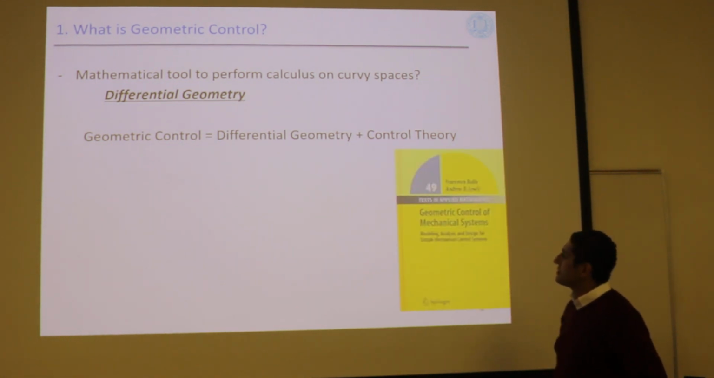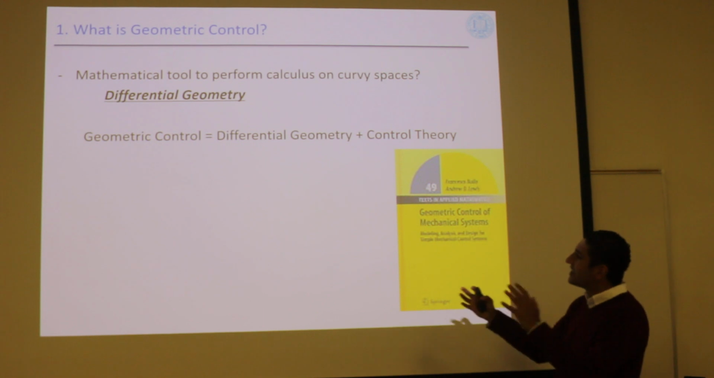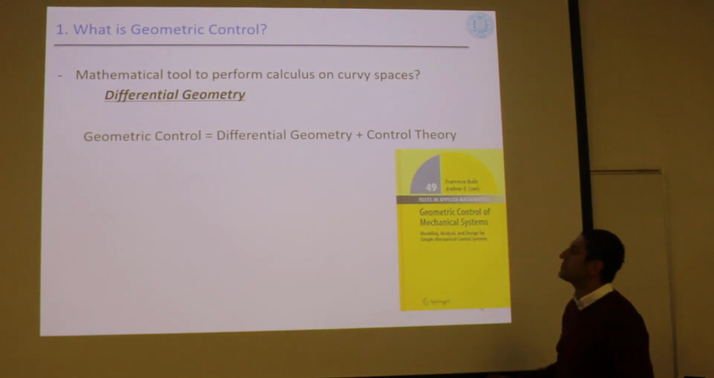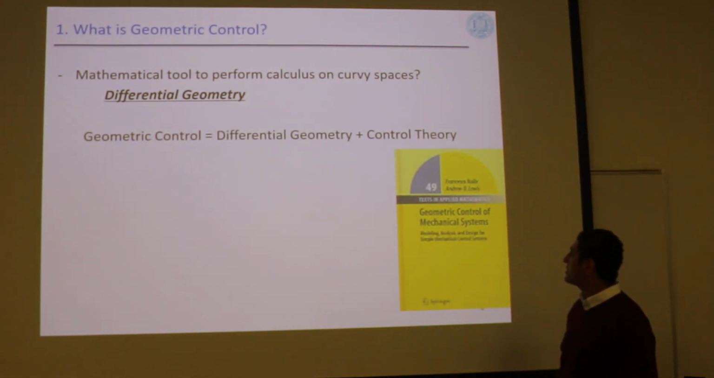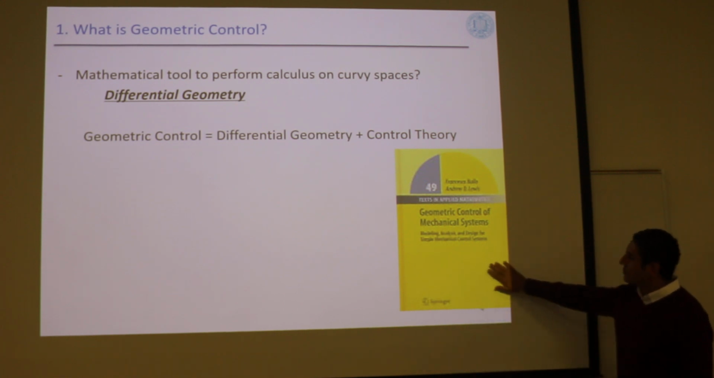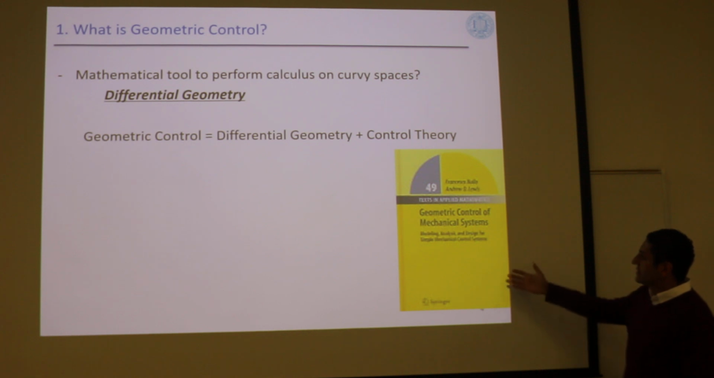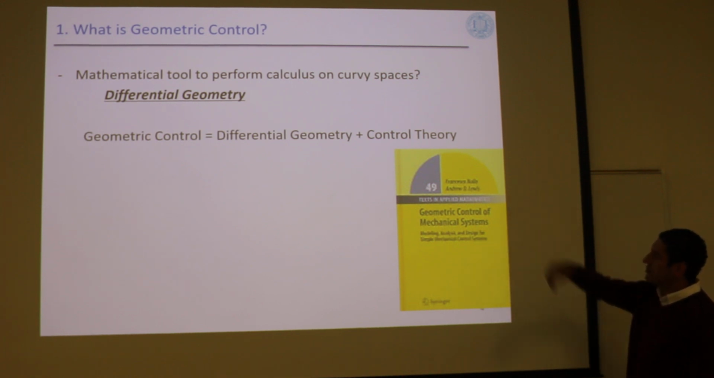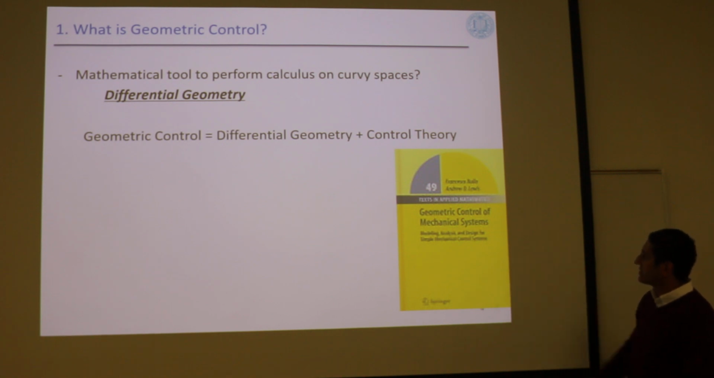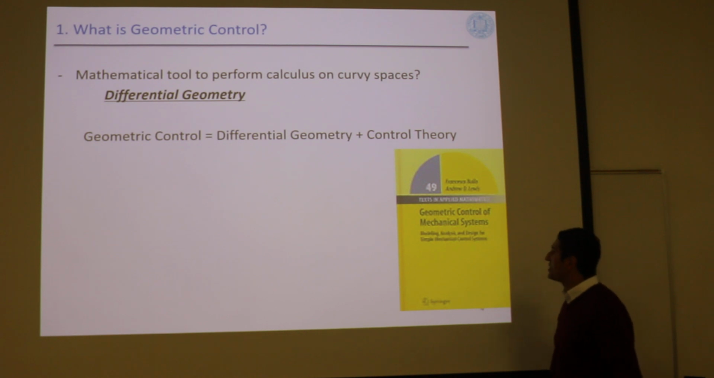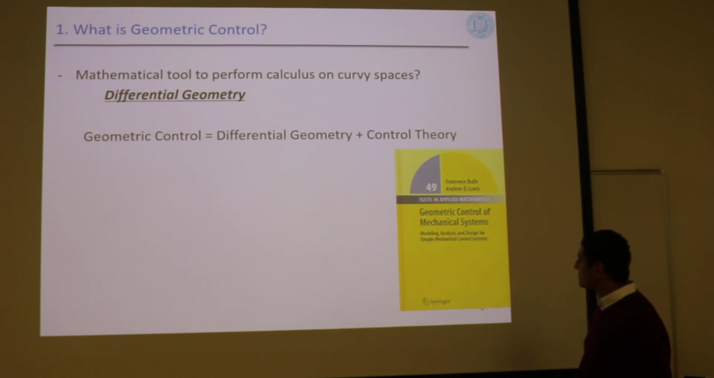This is the book from which a big chunk of the course will be taken. I will not be following one particular book. I'll give you the references at the end, but a big chunk of the course will be from that book. It's representative for any topic, for any book in geometric control or geometric mechanics. It's a yellow Springer book, where yellow Springer means it's a very mathy subject.